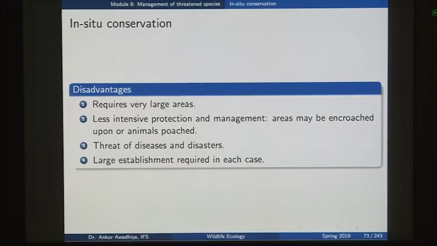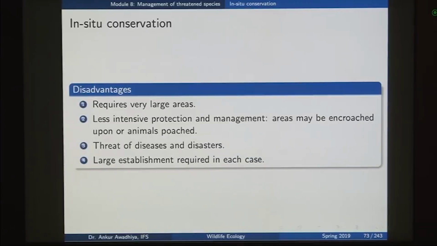Then there is a threat of diseases and disasters, because your level of intervention in the case of in situ conservation will not be very high, whereas in the case of a zoo, a disease is much more easily controlled, because you have access to all the different animals. So you can give medicines to all the animals on all days, whereas in in situ conservation, that is not possible. And also, a large establishment is required in each case.